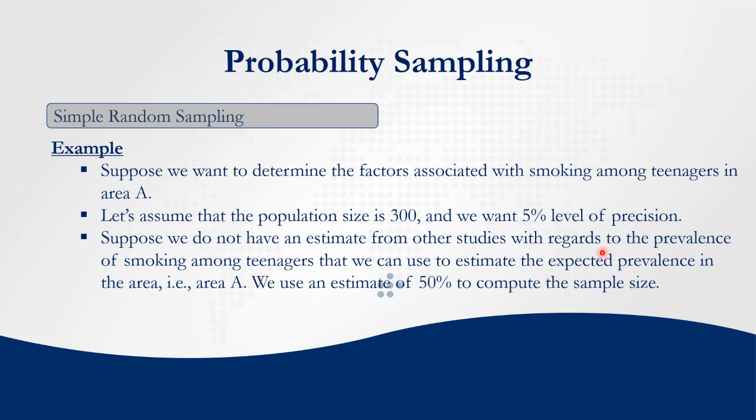So I think I won't do this example because I've already given the example, or this one was looking at smoking, right? So if you are looking at smoking among teenagers, if you have a population of 300, and you are going to do simple random sampling, all you need now is to know how many you must select from 300.